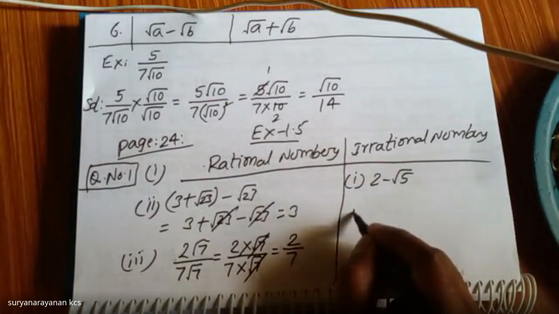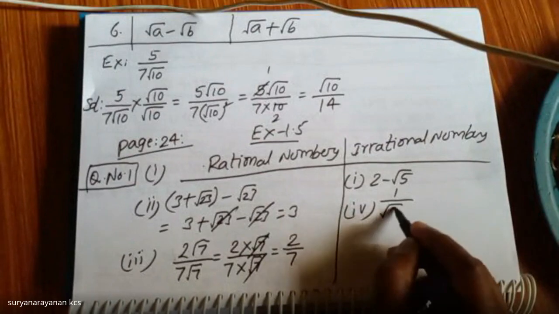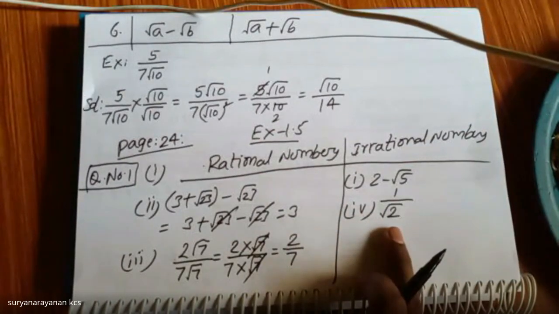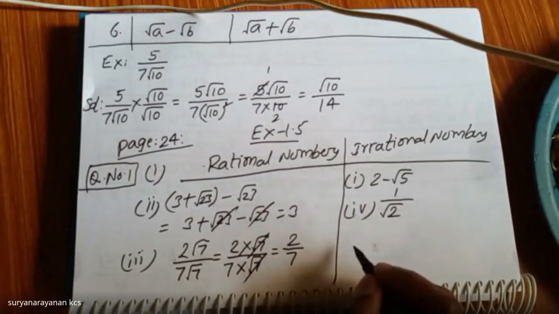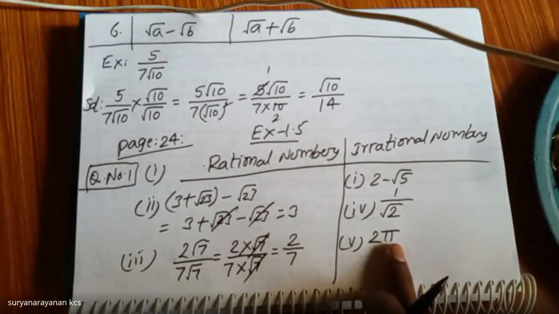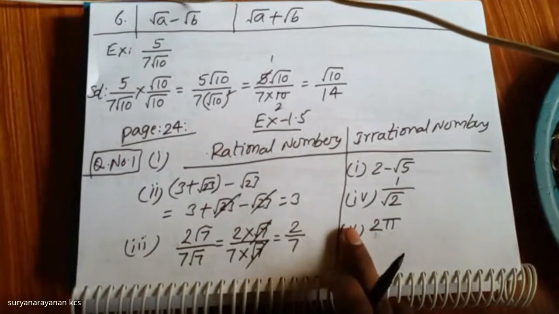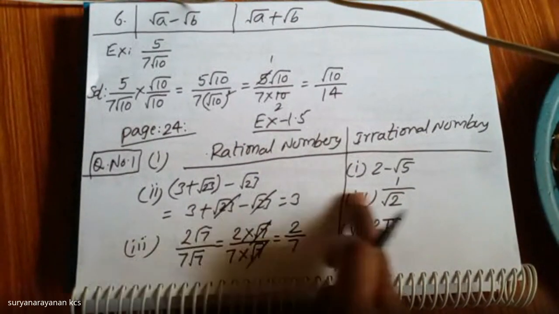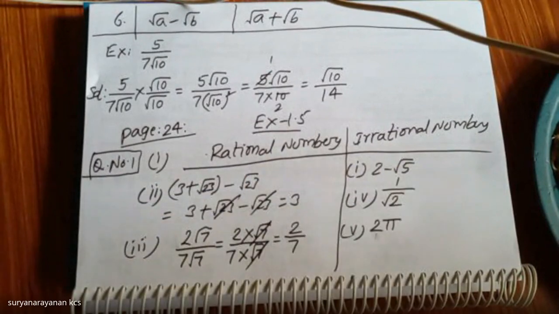Okay, my children. Now come to the fourth number, 1 by root 2. If you observe the denominator, root 2 is an irrational number. So the complete number is an irrational number. And the fifth one, 2 pi. Pi is an irrational number. We multiplied this irrational number by a rational number, but the resultant number is also an irrational number. Like this, we have classified the given numbers into rational numbers and irrational numbers. Okay, my dear children?